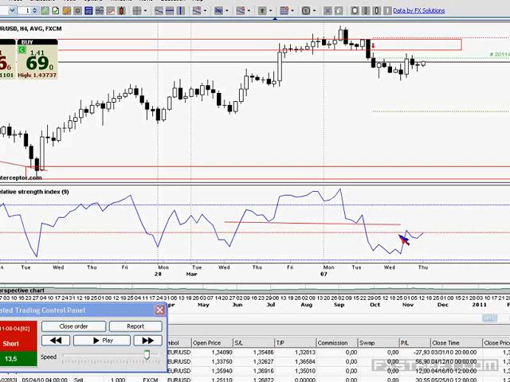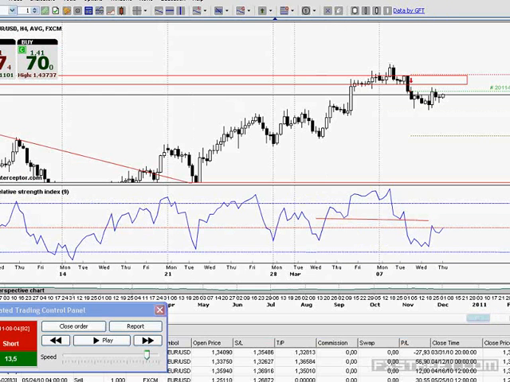We see the RSI flirting here with the 50 level, so we may decide here if we want to keep that trade open or close it for a very small profit right now.